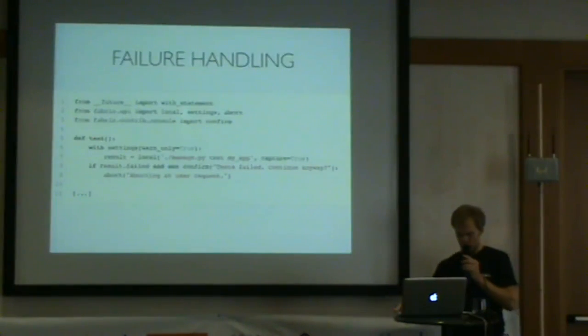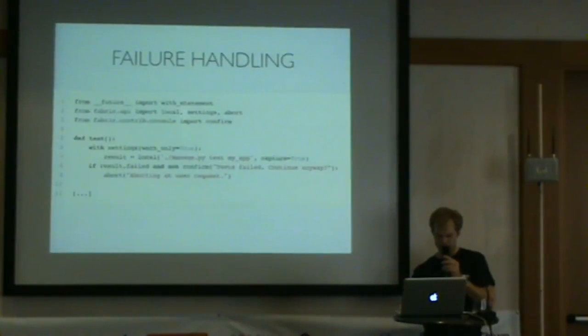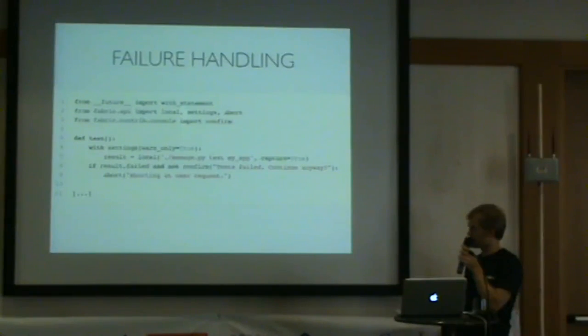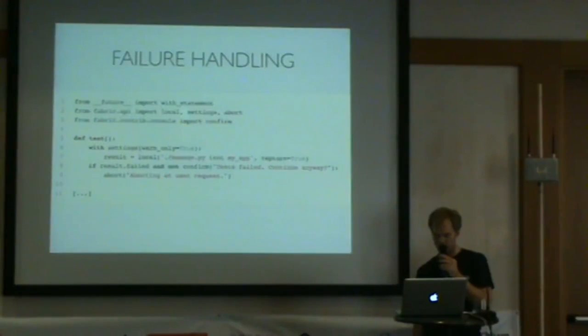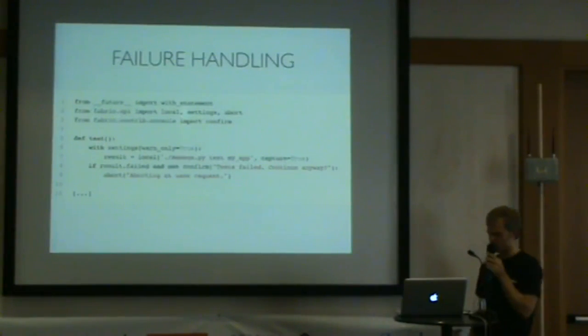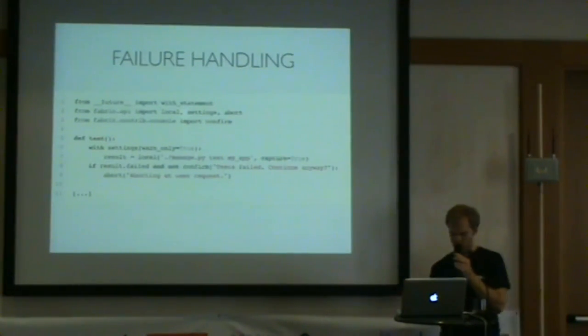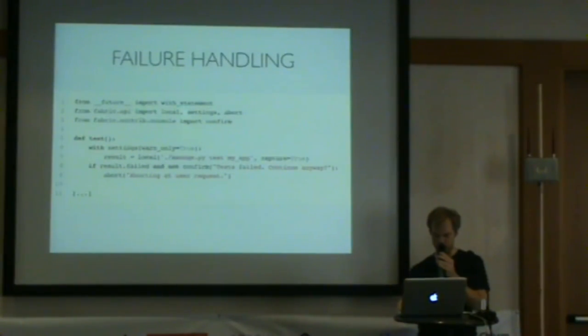So Fabric also lets you do some pretty nice failure handling. You can set an environment variable to warn only, which lets you turn aborts into warnings and allows more flexible error handling. So in this example, we're setting warn equals true, and that means that when the tests fail, you can prompt the user and say, if your test failed, are you sure you want to commit? And if they say no, then it just aborts. If they say yes, then it goes ahead with it. If you don't do this, then it's always going to abort.